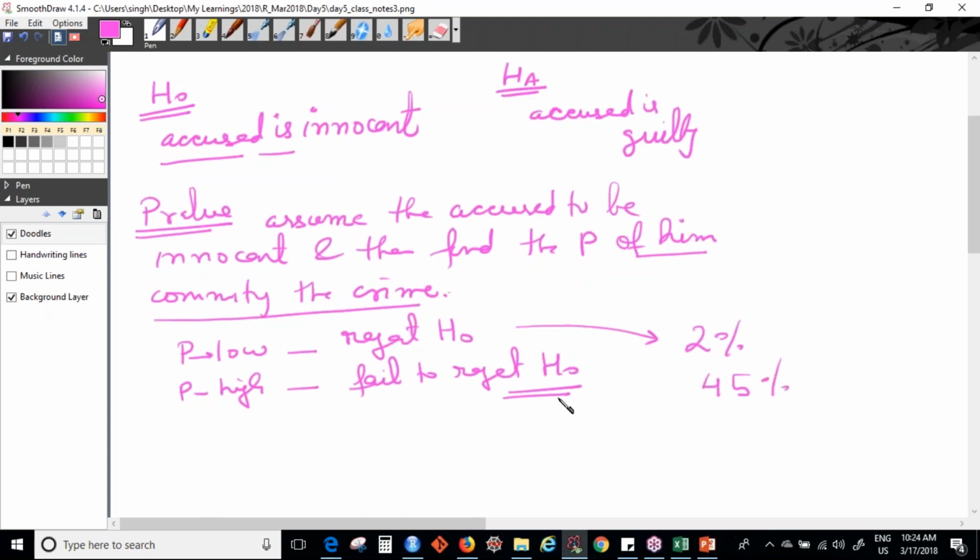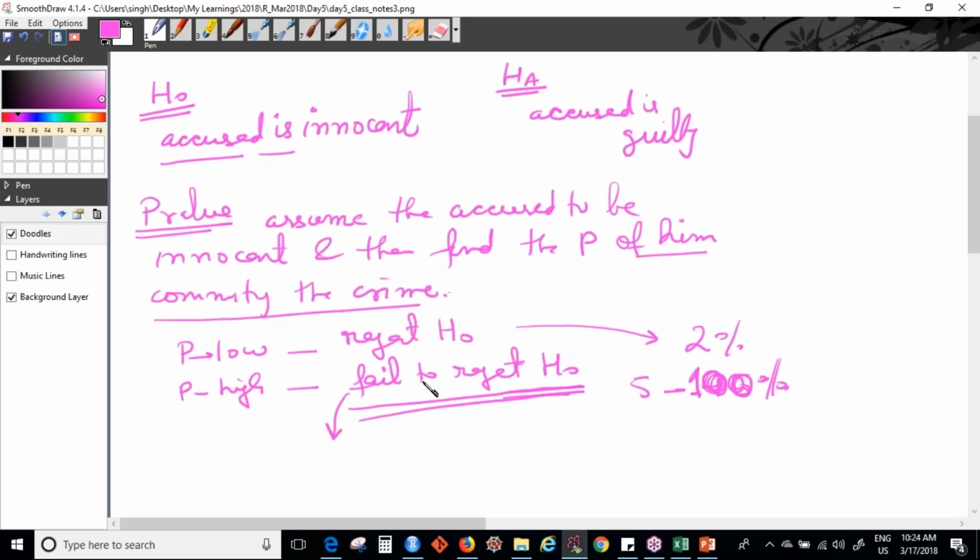Okay, on the other case, let's say you get a 45% p-value. In that case, what will happen? You will fail to reject your null hypothesis. It can be anything between 5 to 100%. If it comes in that range, you will fail to reject the null hypothesis. But always remember the terminology used. So why are we discussing this example? Just for the terminology.